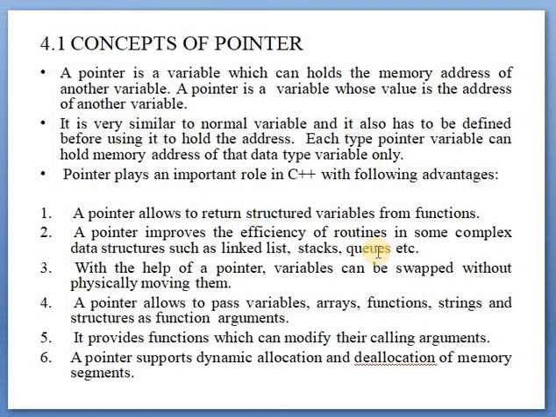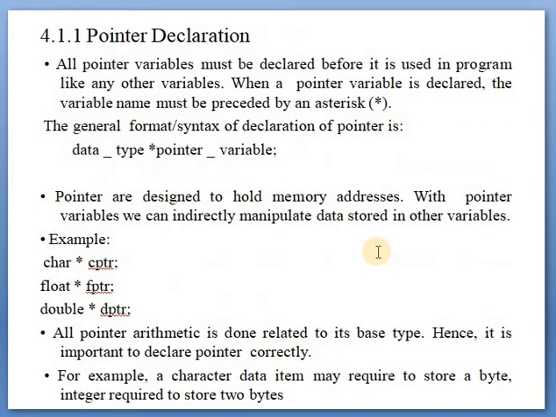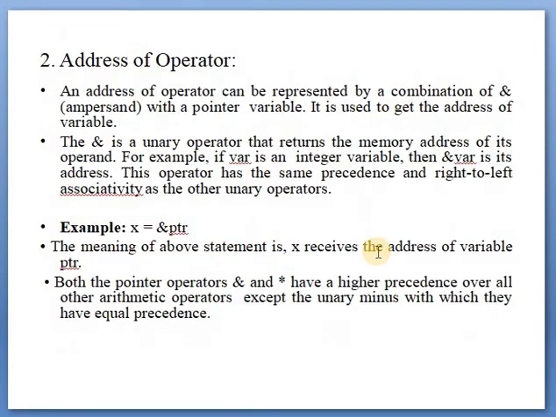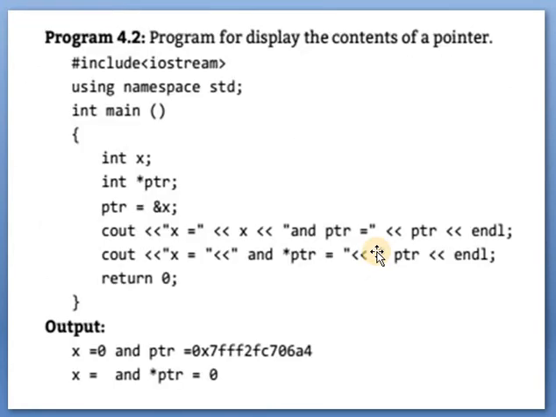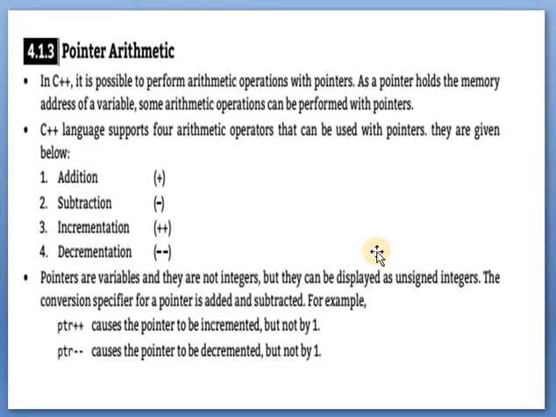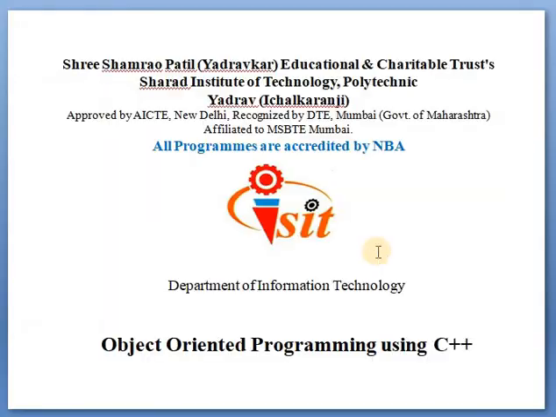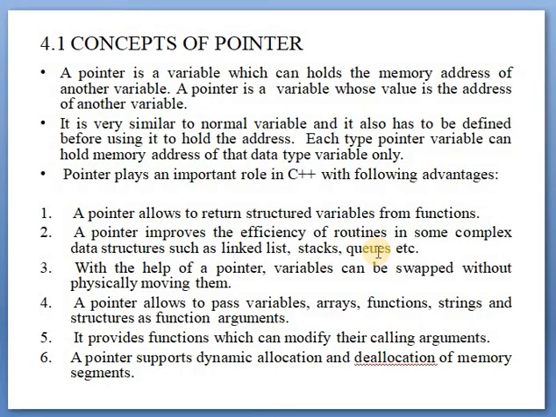Now first we will see the concept of pointer. This is the first subpoint of this unit. It has four points, that is the pointer declaration, pointer operators, address operator and pointer arithmetic. First we will see what is the pointer.